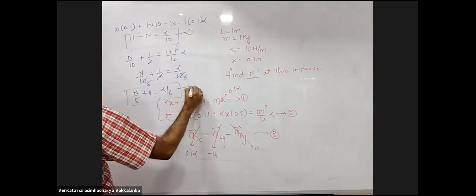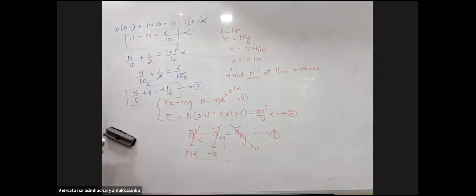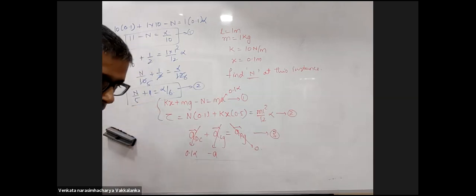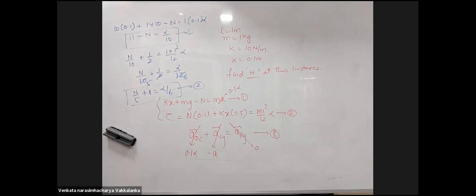From here you substitute alpha, and you get the value of N. Now don't tell me you need help beyond this. Sir, answer is 104 by 11.2. Yes, 104 by 11. Yes, sir, it's correct. 55 by 7.